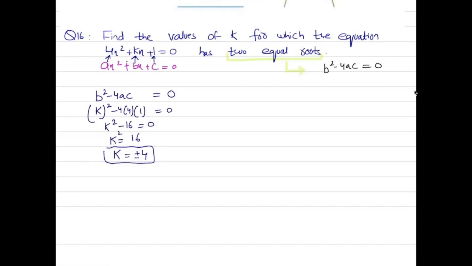So the concept is that if the value of k is +4, then your equation is 4x squared plus 4x plus 1, and your quadratic curve is only going to intersect the x-axis at one point. Or if your k value would have been -4, then if you were to plot the graph, your curve is going to intersect the x-axis at only one point. So for these values of k, we are going to have real and equal roots.